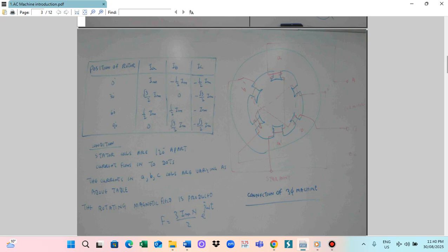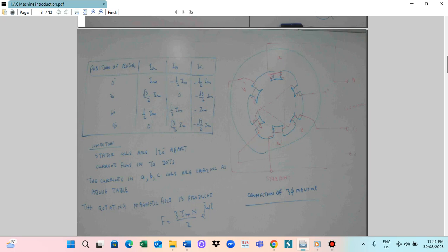And at 30 degrees, that will be root 3 by 2 I_m, 0, minus root 3 by 2 I_m. And at 60 degrees, that will be half I_m, half I_m, and minus I_m. And at 90 degrees, it will be 0, root 3 by 2 I_m, and minus root 3 by 2 I_m. So those are the positions of the rotor and the current IA, IB, IC magnitudes.